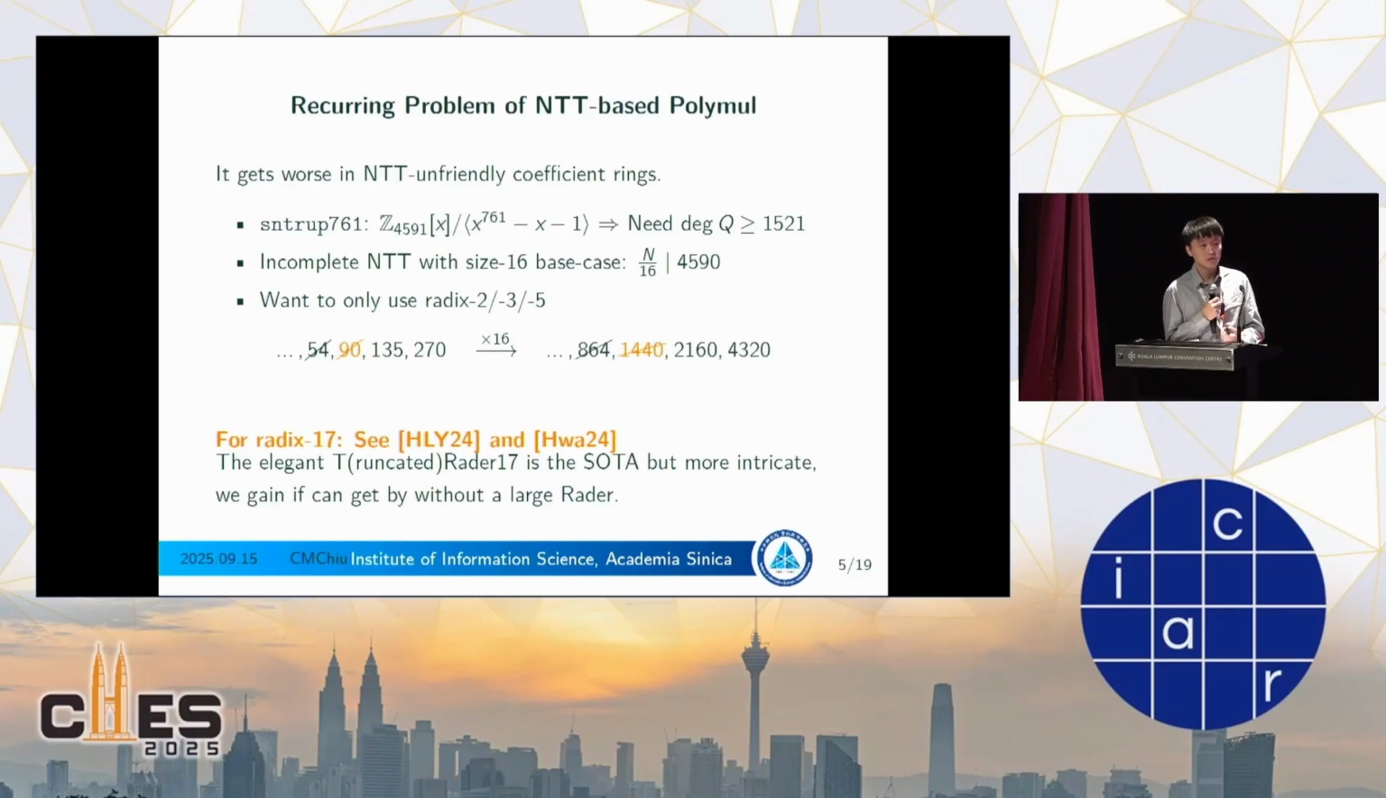Second, because we want to use vector instructions, the common practice is to use incomplete NTT with size 16 base case. So this will require that n over 16 be an integer, and it should divide into 4590. For the NTT to be as fast as possible, we want to only use radix 2, 3, 5, so the small radixes. All of this considered, we can see that this makes our options very limited.